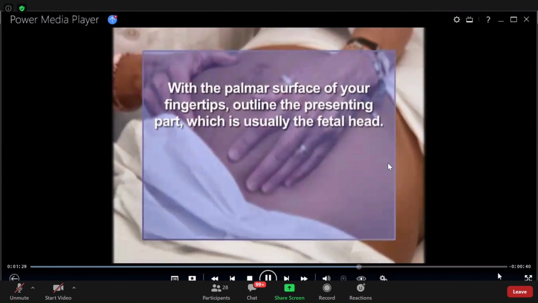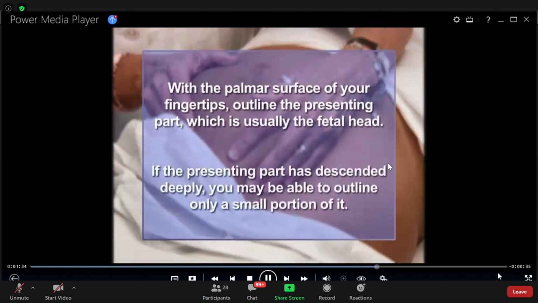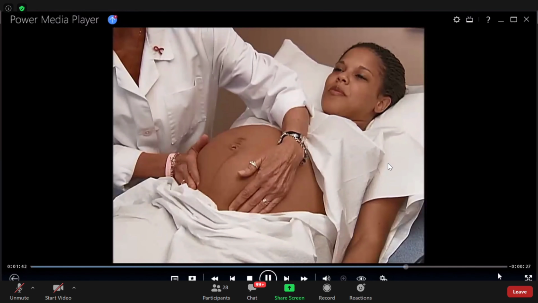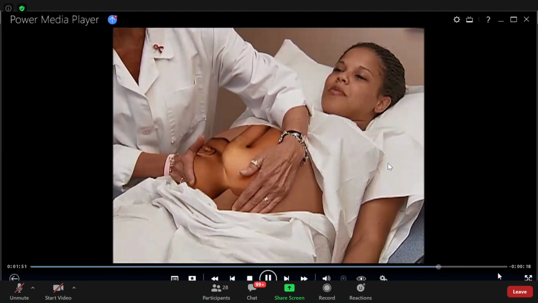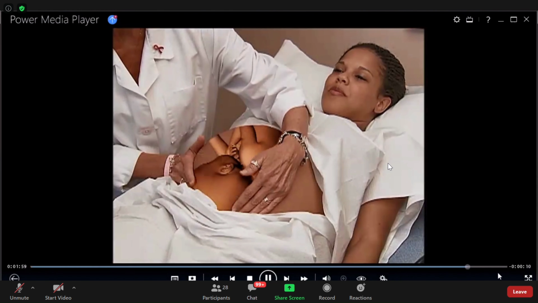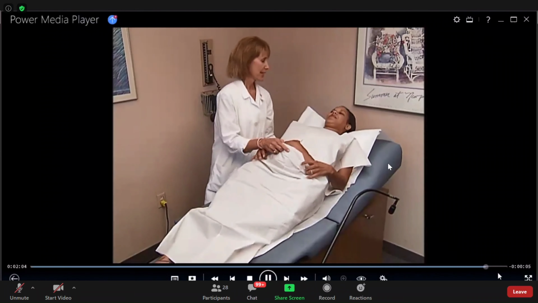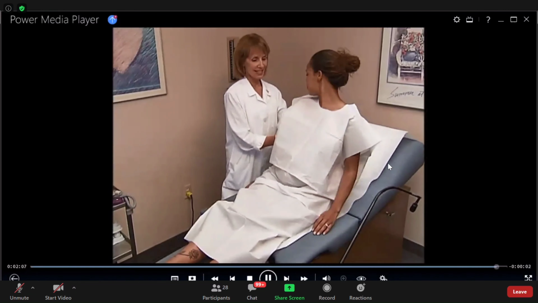With the palmar surface of your fingertips, outline the presenting part, which is usually the fetal head. If the presenting part has descended deeply, you may be able to outline only a small portion of it. If the head is presenting and isn't engaged, identify its attitude by palpating the cephalic prominence, which is the side with greater resistance. If the cephalic prominence is felt on the same side as the small parts, the head is flexed and the vertex is presenting. If the prominence is on the same side as the back, the head is extended and the face is presenting. After completing Leopold's maneuvers, help the woman into a position of comfort and discuss your findings.